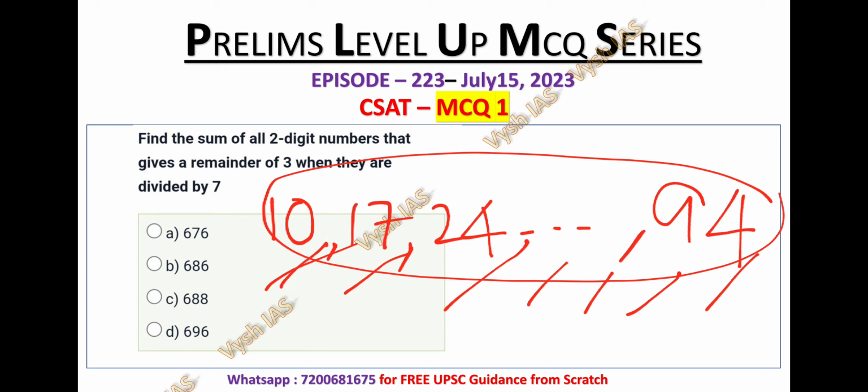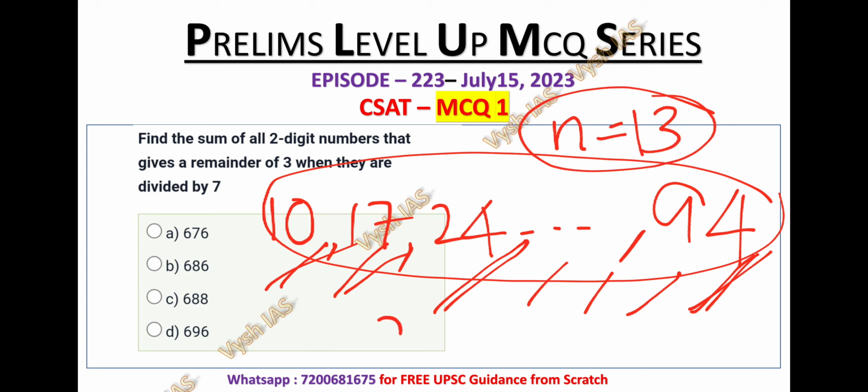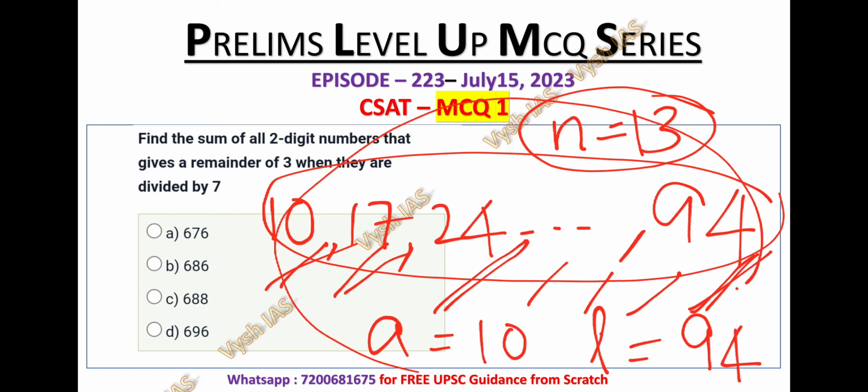7 ones are 7, 7 twos are 14 plus 3, 7 threes are 21 plus 3, 7 thirteens are 91 plus 3, that is 94. So there are a total of n equal to 13 numbers, and A, the first value, is 10, and the last value, that is L, is 94. Now we have to find the sum.